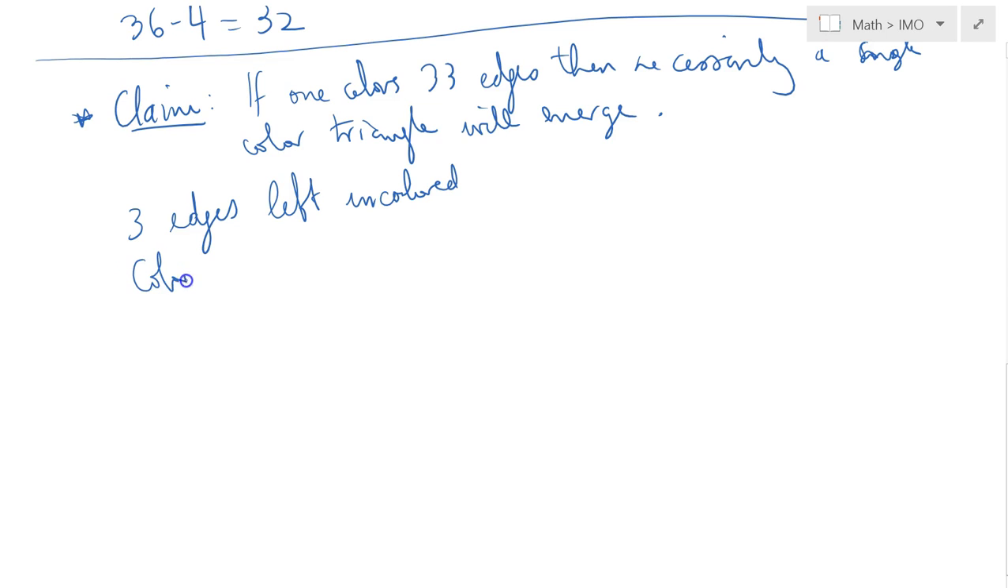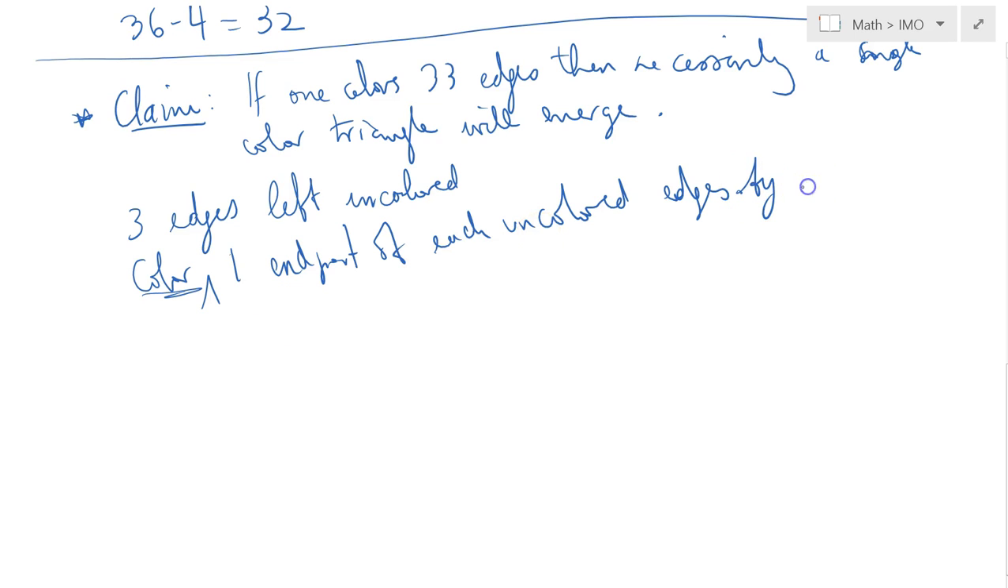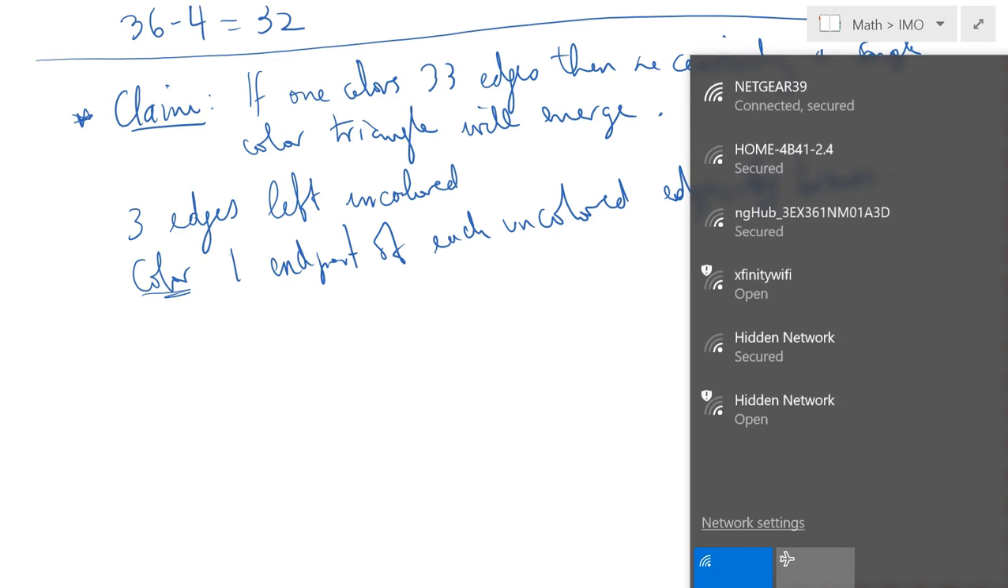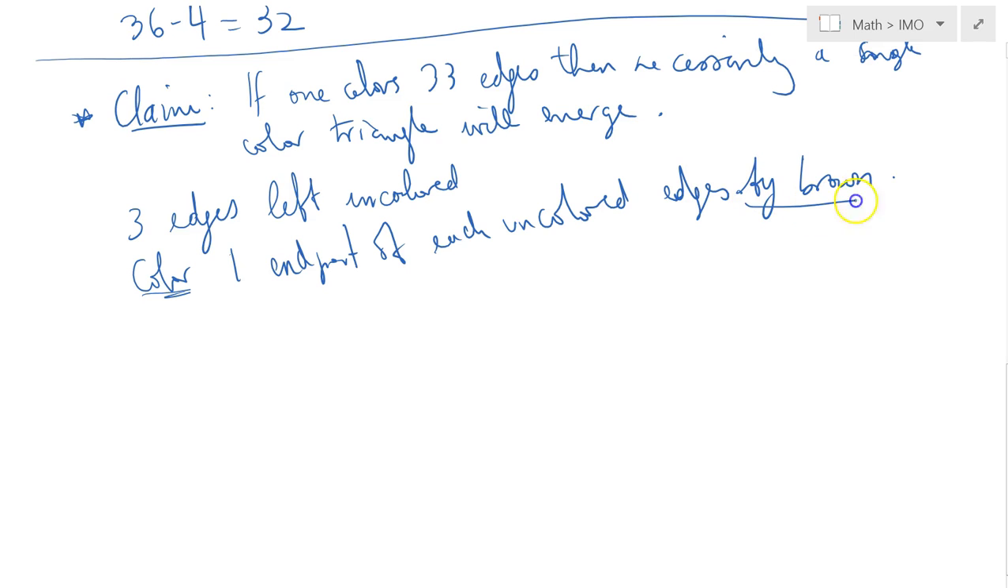So color one endpoint of each uncolored edge. Let's say that we color the endpoint of each uncolored edge brown. So each one will be colored by the color brown.